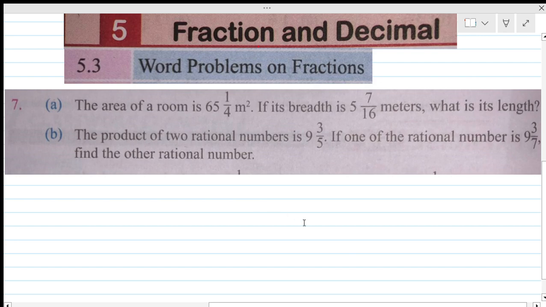Okay, so see the area of room. First number, let's see. In number A, what's said here? The area of room is 65 whole number 1 by 4 meters square. So room means rectangular room.